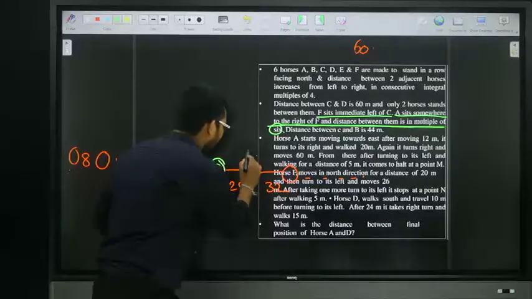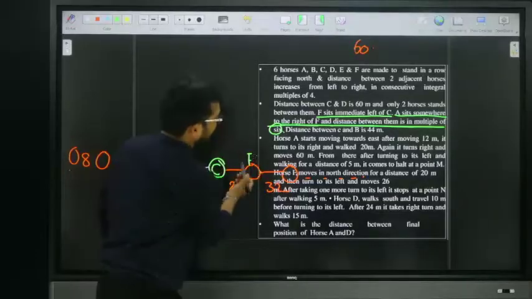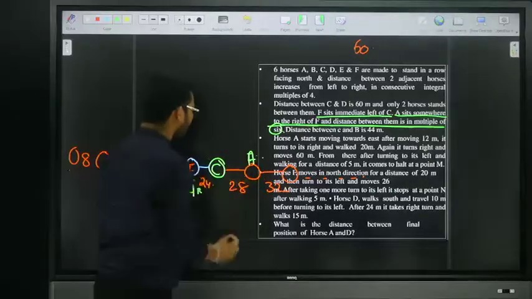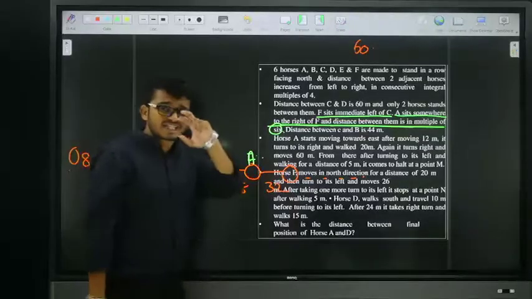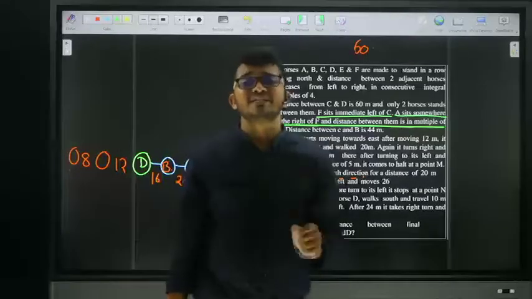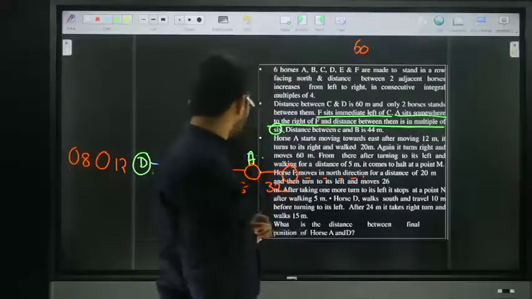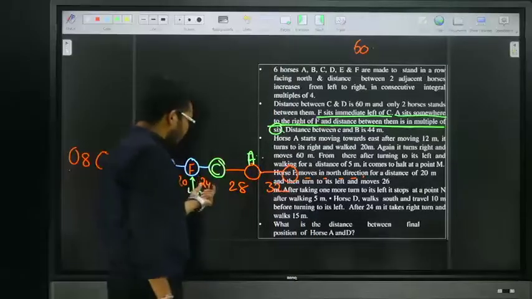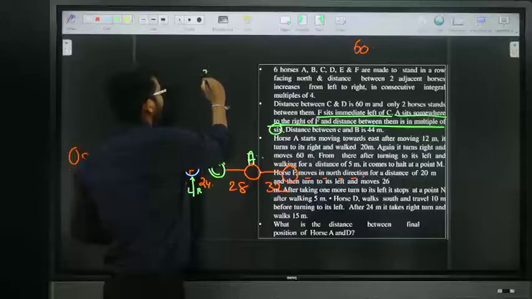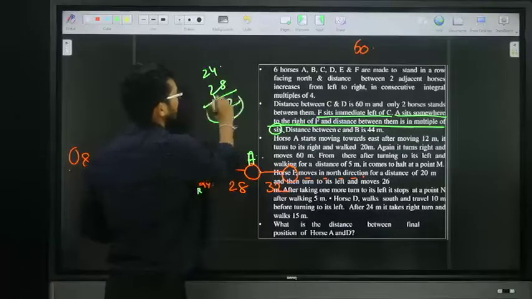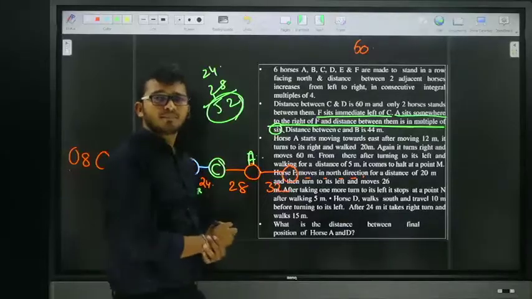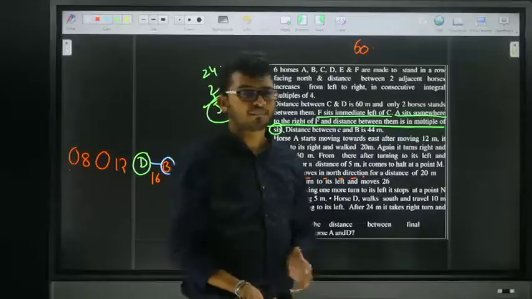Suppose, check here: if I take F here and A here, now A is somewhere right of F. But our requirement is that the distance between A and F is a multiple of 6. That means this one is 24 and this one is 28. Total is 52. But 52 is not a multiple of 6.